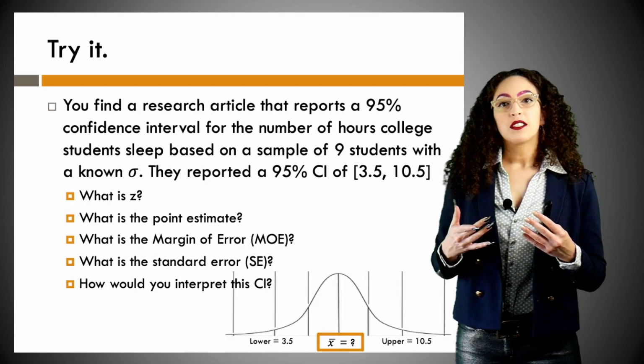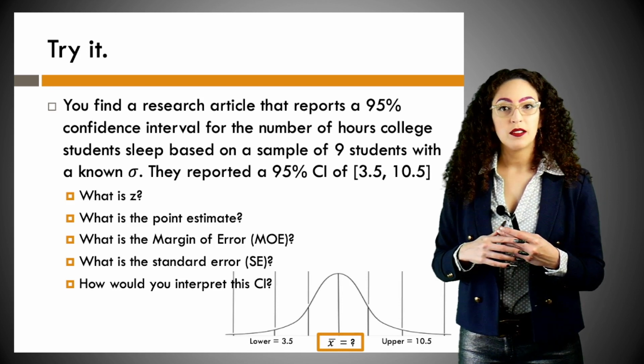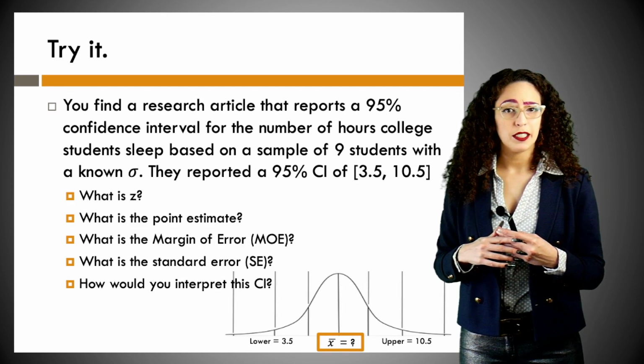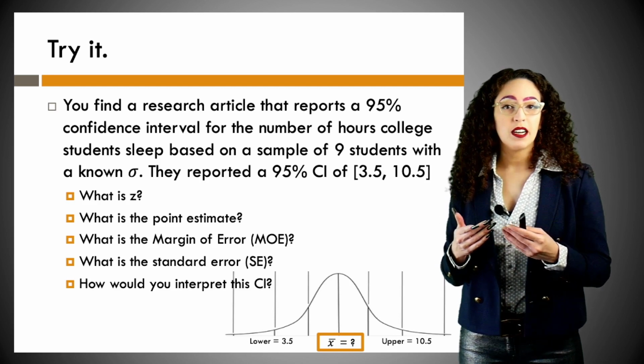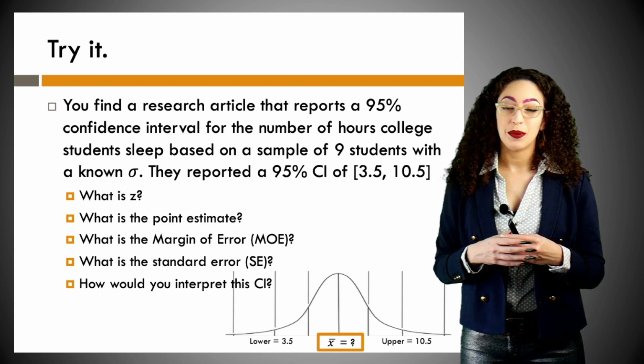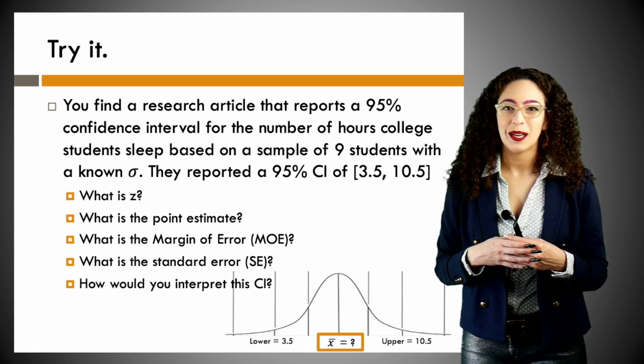You find a research article that reports a 95% confidence interval for the number of hours college students sleep based on a sample of 9 students, that's very small, with a known sigma. They report a 95% confidence interval of 3.5 hours to 10.3 hours. That is pretty big, but that's okay. Let's just use it for the example.